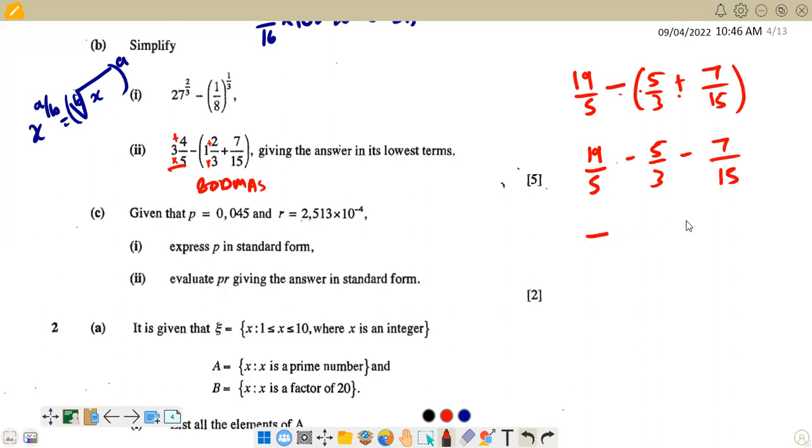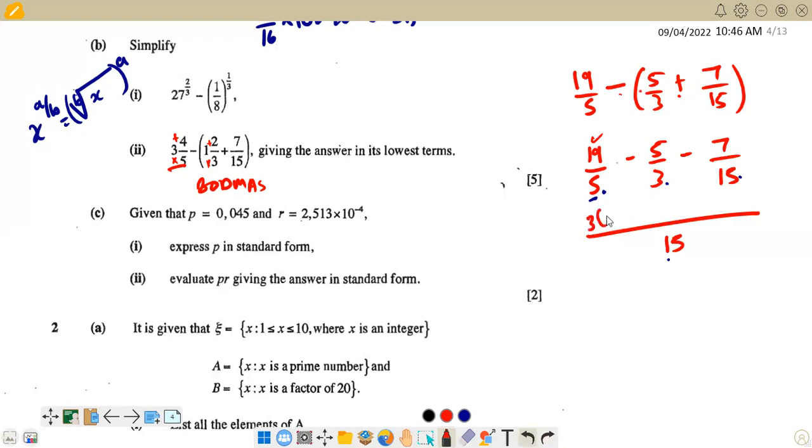So that's it, guys. We can find our LCM of everything. So that is LCM of 5, LCM of 3, and 15. What is the LCM of these numbers? That is a 15. So you can divide as usual. 15 divided by 5, in this case, is going to give us a 3. Whatever that you get, you multiply to 19. So 3 times 19, that is what you're going to have in this case.